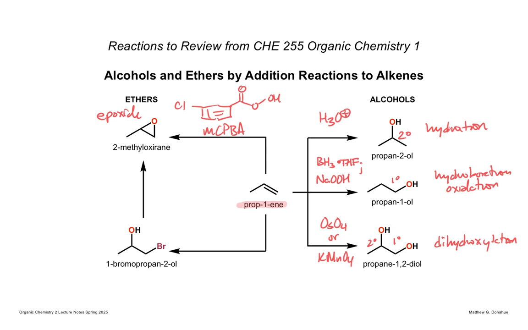On the propane 1,2-diol, does that say O5 or 4? OsO4, KMnO4.